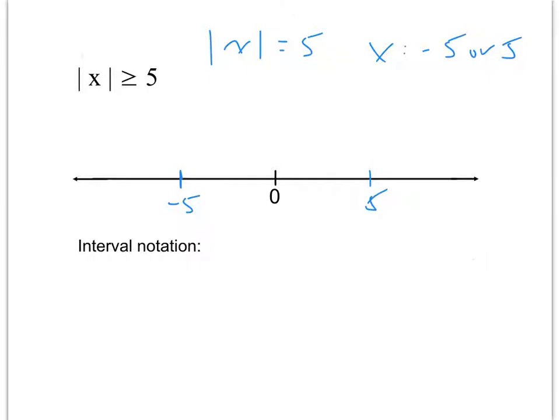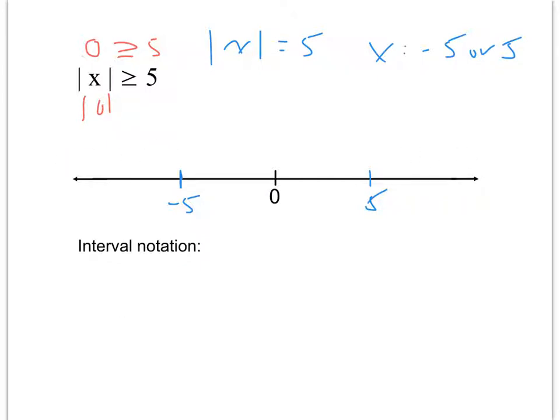We choose a point to plug in. Let's plug in 0. Plug in 0 for x, so I get the absolute value of 0, which of course is 0. Is 0 greater than or equal to 5? No! 0 is not greater than or equal to 5, so therefore 0 right here did not work. This whole section in between does not work, which means that the sections outside that section must work.